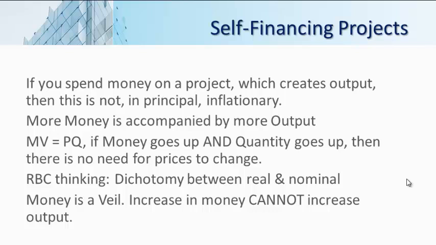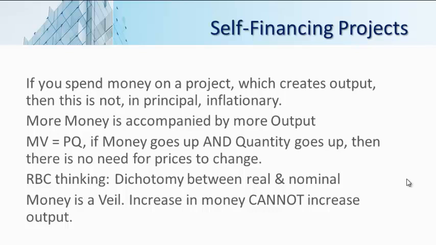If you look at the equation MV equals PQ, the idea is that velocity and quantity are fixed, so if money goes up, then prices must go up. But suppose that as money goes up, quantity also goes up. Then there is no implication for prices.